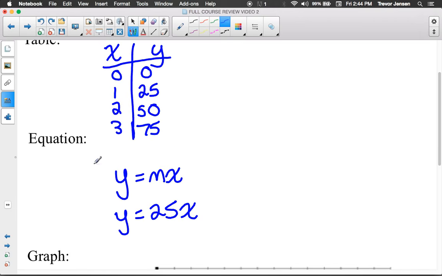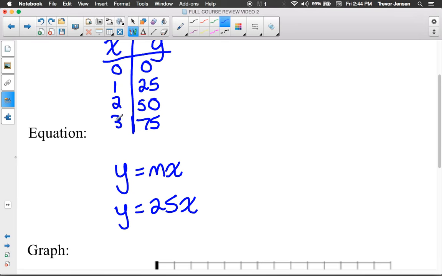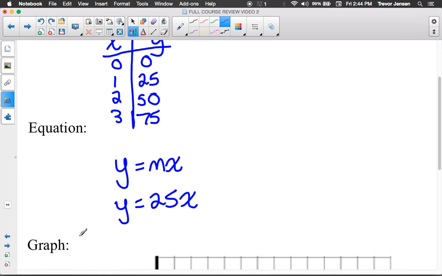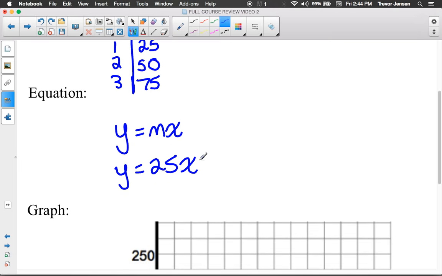If we wanted to figure out how much it costs for them to do 3 hours of work, you plug in 3 into our equation for x, 25 times 3 is 75. We get cost equals $75. If we want to figure out how much it costs for them to do 10 hours of work, you would plug in 10 for x, and we'd get cost equals $250, and so on.